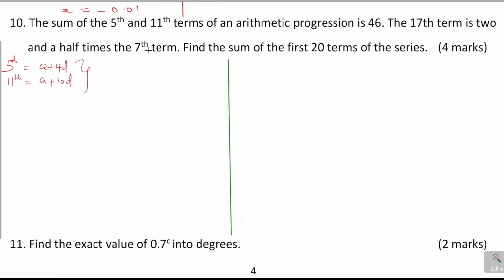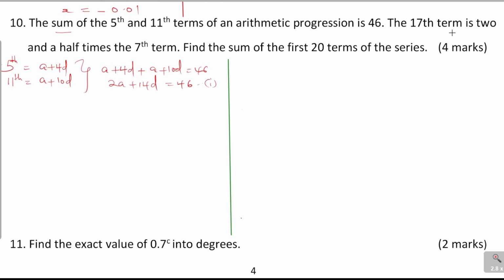Now when you get the sum of the 5th and the 11th terms, you get 46. So a plus 4d, add a plus 10d, that gives 46. A plus a, you get 2a, 4d plus 10d, you get 14d. That gives 46. You cannot solve this equation, just a single equation with two unknowns. So that one is the first equation.